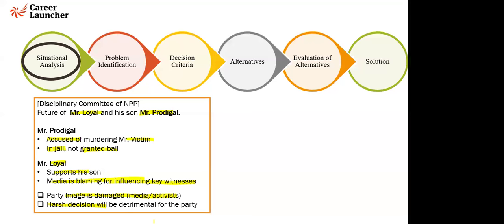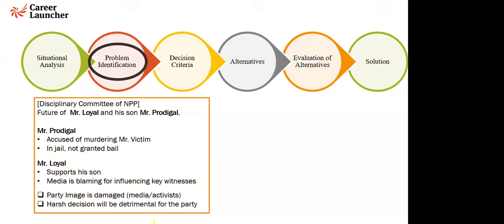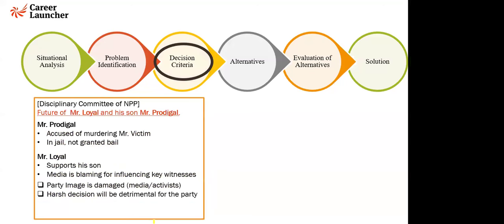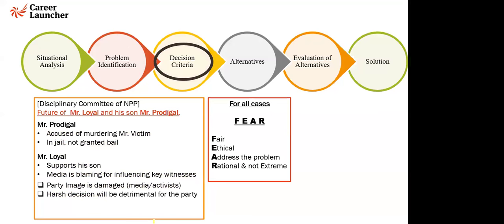So there's a situation which has been given to us. Now, problem. There's a problem we have. What do we do with Mr. Loyal and his son? And what is the decision criteria? In general, I would say look at this as a decision criteria. Your decision criteria has to be that you should be fair, ethical, you should address the problem, and you should be rational and not extreme.